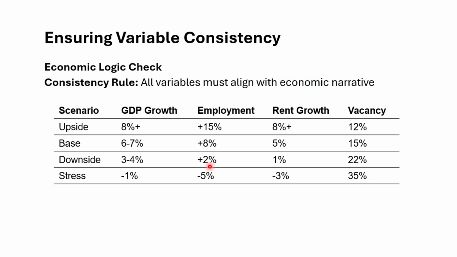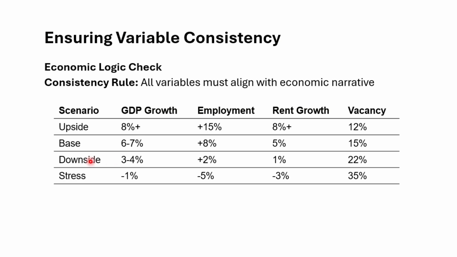Now, the power of scenario analysis depends on variable consistency. All variables must align with your economic narrative. This is where many analysts fail. Look at the consistency table, right? In the upside scenario, 8% GDP growth drives 15% employment growth, enabling 8% rent growth and reducing vacancy by 12%. Every variable supports the same economic story.